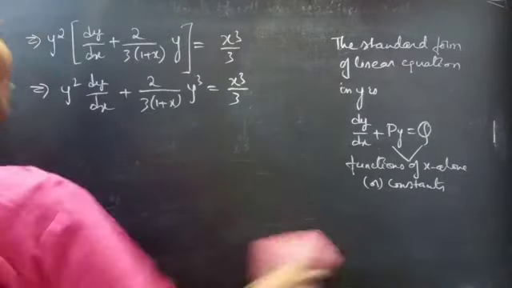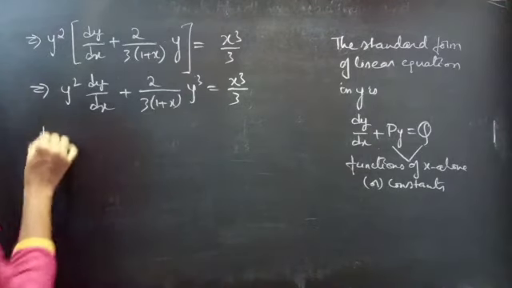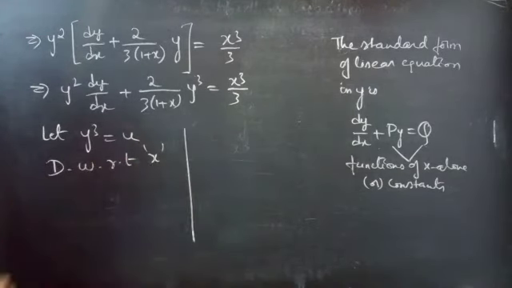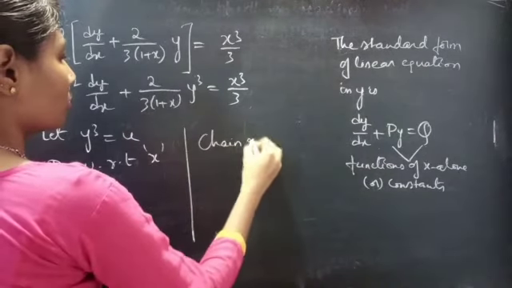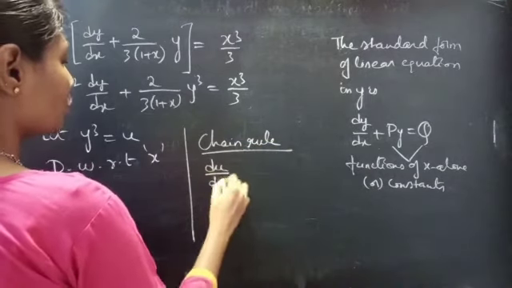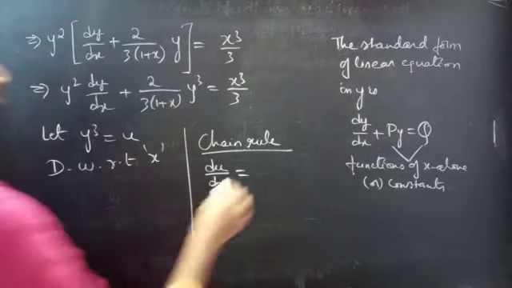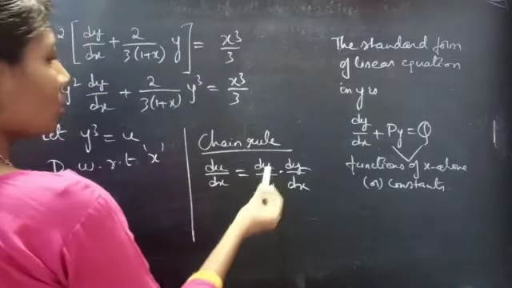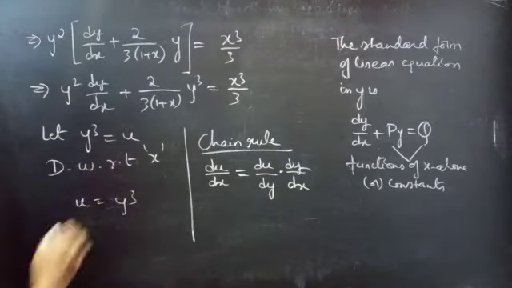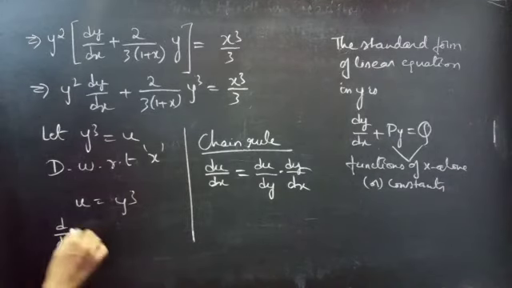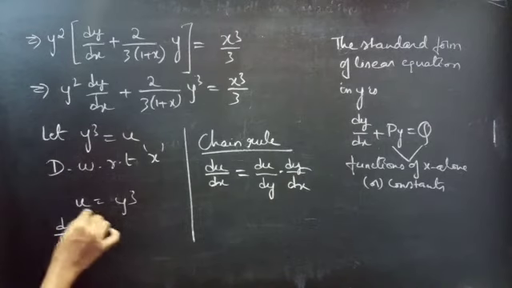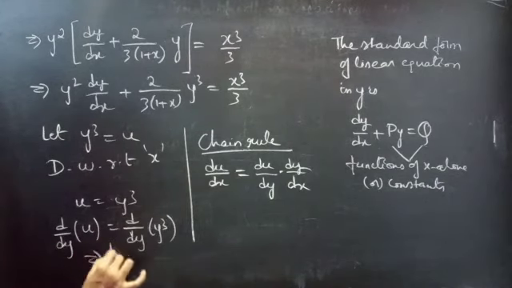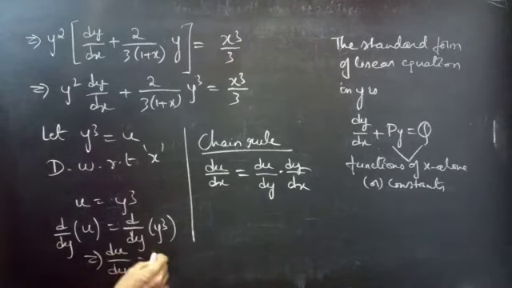Now let y cube equal some u. Now we have to differentiate on both sides with respect to x. So we can use the chain rule. du by dx equals, see here, this is a function of y, so this involves a differential dy in between. Now let's find the derivative of u with respect to y. Since u equals y cube, we'll find the derivative of u with respect to y by differentiating both sides with respect to y. We'll get du by dy equals the derivative of y cube with respect to y, which is 3y square.